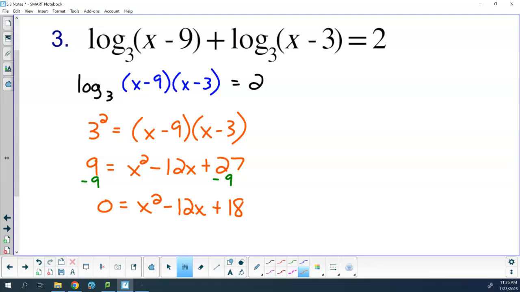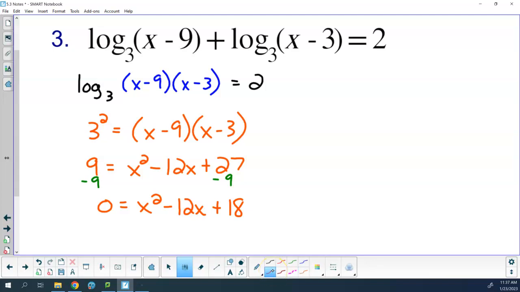So I get x squared minus 12x plus 18. Two numbers that multiply together to be 18. What are my options that multiply together to be 18? 1 and 18, 2 and 9, 3 and 6. Okay. Any of those add up to be negative 12? Nope. So that leaves us quadratic formula.